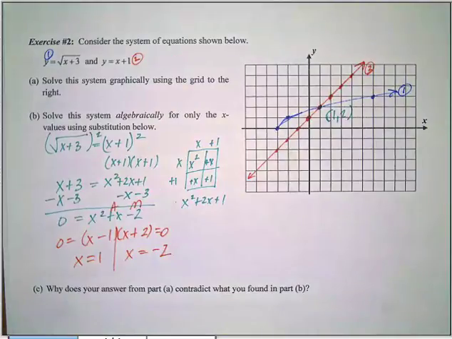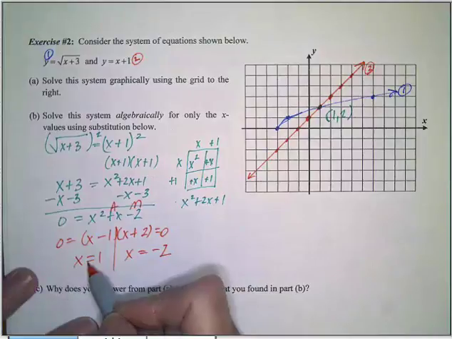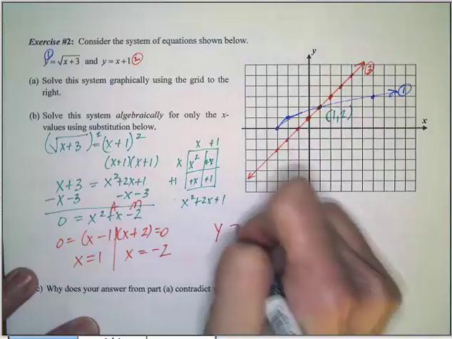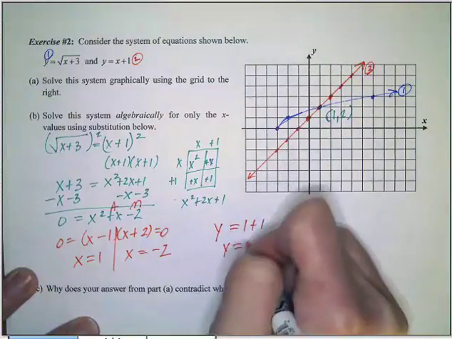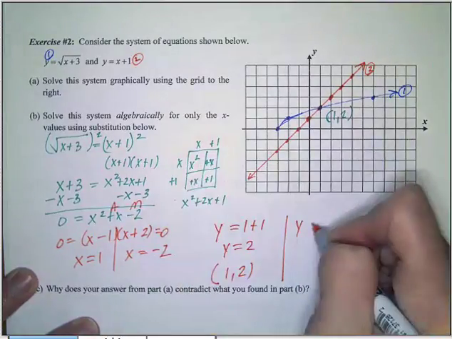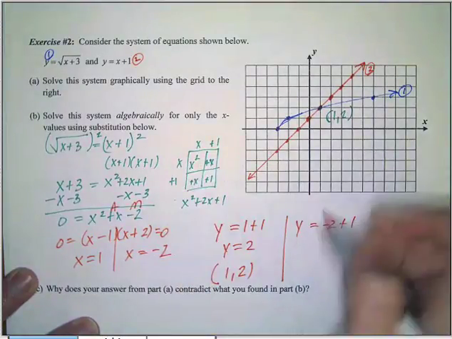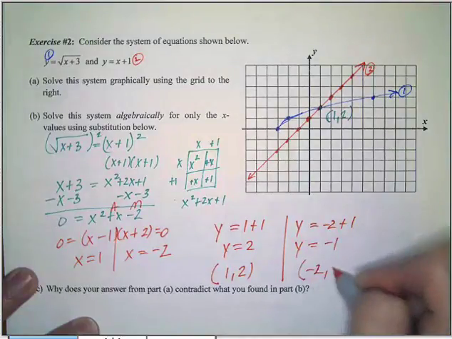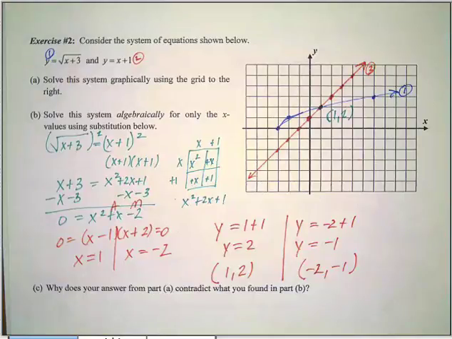Now, it's a system of equations. I have two variables. So when I plug them back in, let's say I do the line, then I have y equals 1 plus 1, so y equals 2, so my ordered pair is 1, 2. And then I plug in y equals -2 plus 1, so y equals -1, so I have -2, -1. And the question is, why does your answer from part A contradict what you found in part B? And what do you think?